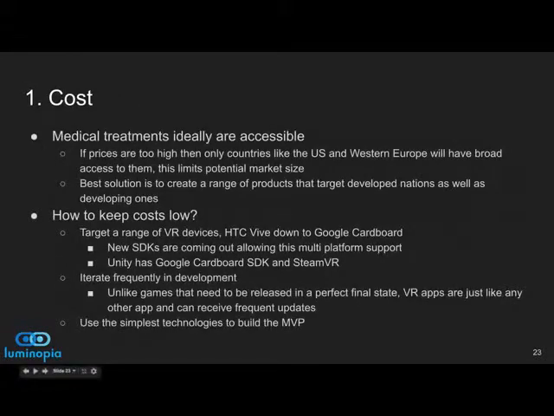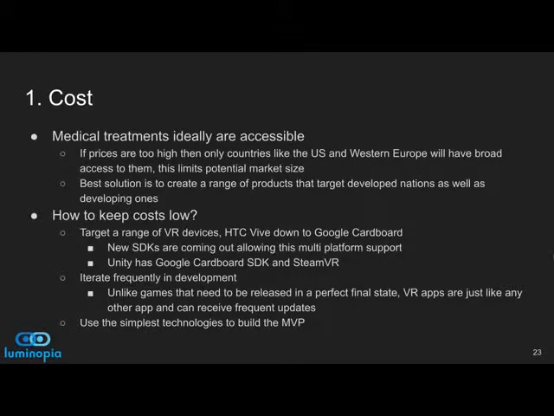So the first thing is cost. And one of the biggest things about cost is that with medical treatments, you want them to be accessible to as many people as possible. And if you price the product too high, you've now cut out most of the world because they simply won't be able to afford it. So you'll limit your market size to just the US, Canada, and Western Europe mostly.